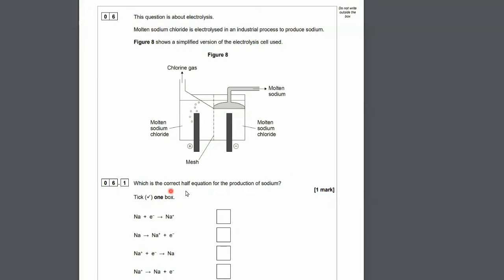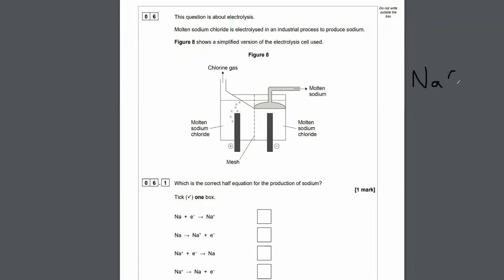6.1, which is the correct half equation for the production of sodium? Sodium chloride, and they tell us in the question that it's molten. This means that it's in liquid form. It means it's been melted, and that means that the only ions in it are the sodium ion and the chloride ion. Sodium's in group 1, so it has a +1 charge. Chlorine's in group 7 on your periodic table, so it has a minus charge.